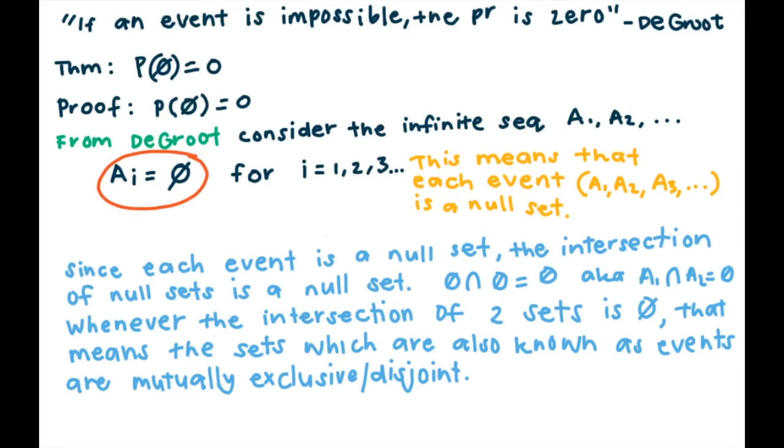Okay, so this example is from DeGroot. Consider the infinite sequence A1, A2, etc., where Ai equals the null set for i equals 1, 2, 3, etc. This means that each event A1, A2, A3 is a null set. Since each event is a null set, the intersection of null sets is a null set. So here we have null set, intersection with a null set equals a null set, which also looks like A1 intersection A2 equals null. Whenever the intersection of two sets is null, that means the sets, which are also known as events, are mutually exclusive/disjoint.